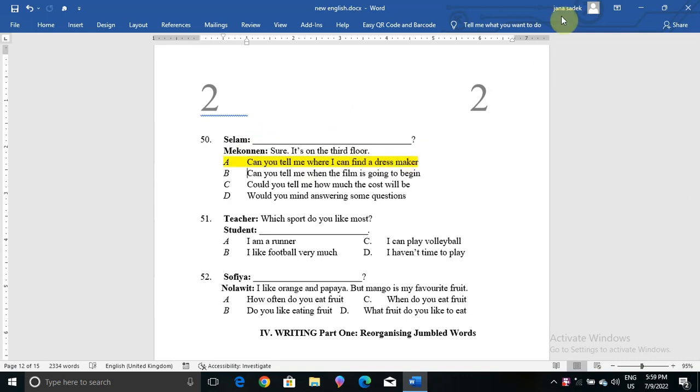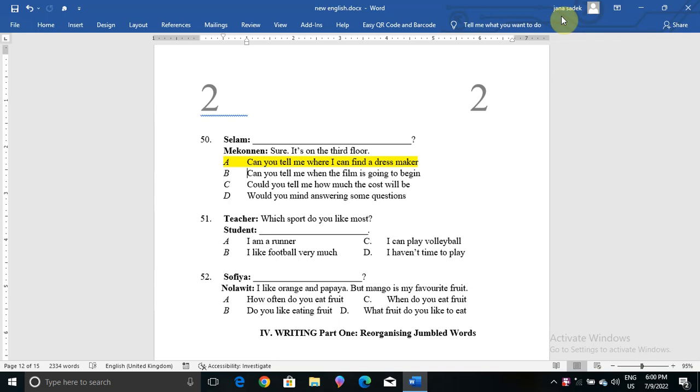Okay, now question number 51. It says, the teacher asks his student, which sport do you like most? Now what will be the correct answer that the student will give to his teacher's question? I am a runner, or I like football very much, or I can play volleyball, or I haven't time to play. The teacher asked, which sport do you like most? Of course, I like football very much. He is asking which sport you like, so you will say, I like football very much.